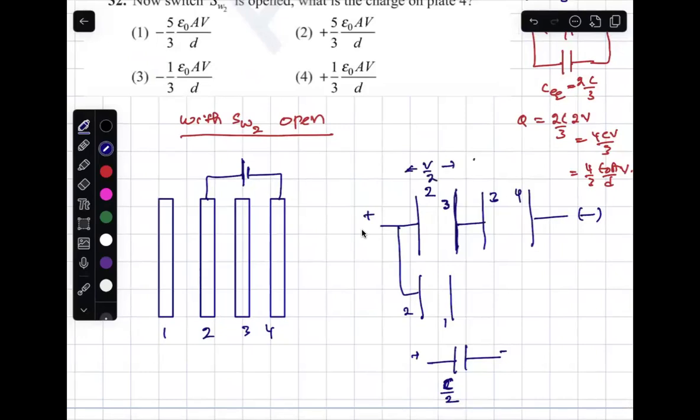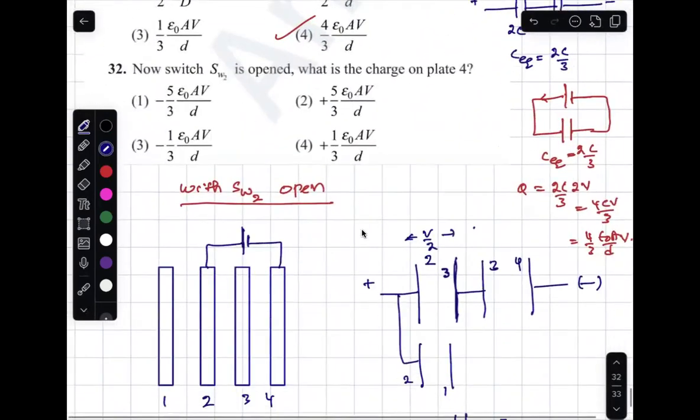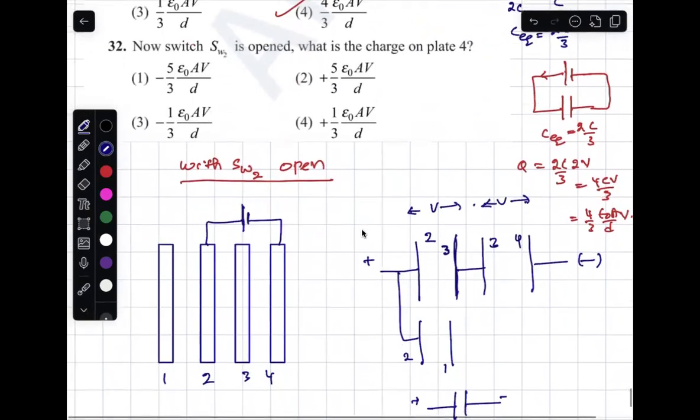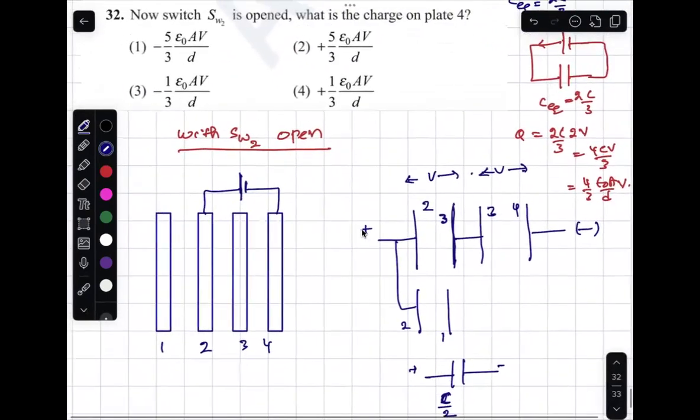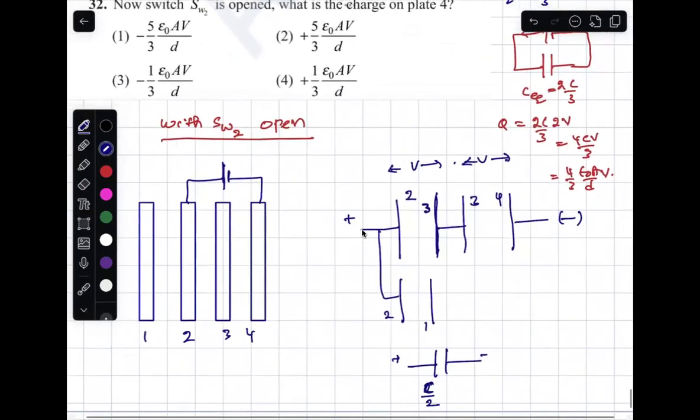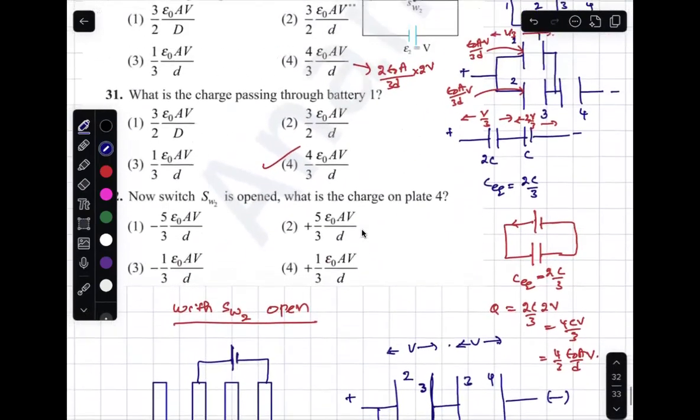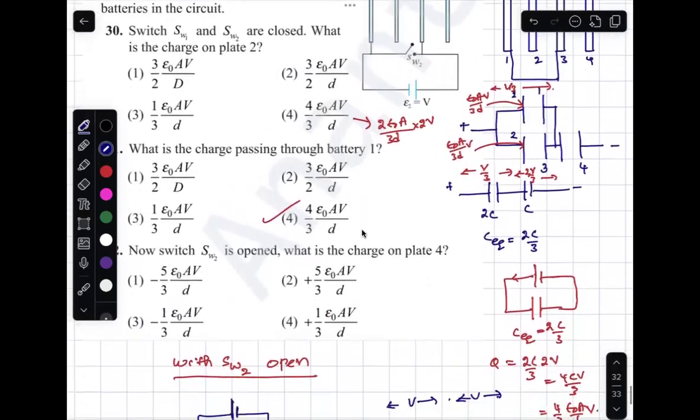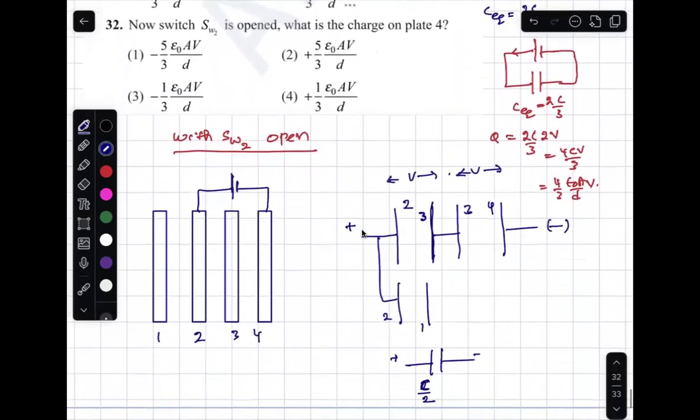Here it is actually, he has given 2V, so I should say V and V. What is the charge on plate 4? Charge on plate 4 is now V. Now it should be.